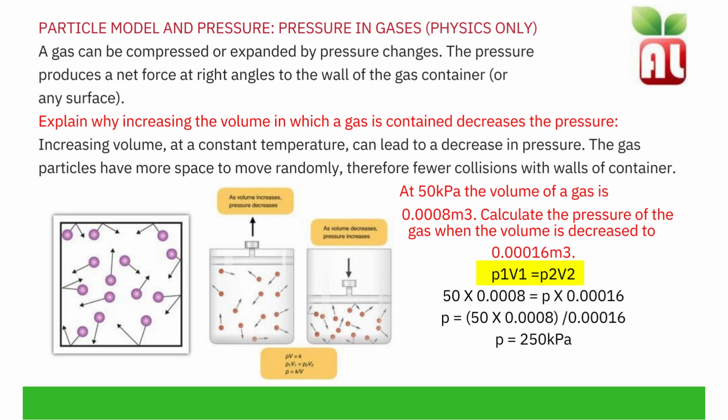Before we do the calculation, we think: if the volume of the gas has decreased, we are compressing the gas, therefore this should lead to a pressure increase. So our final answer should be greater than 50 kilopascals. Using the formula P1V1 equals P2V2, substitute in the original pressure and volume. That's 50 times 0.0008. Set this equal to the new pressure, which we are trying to find out, multiplied by the new volume of 0.00016.